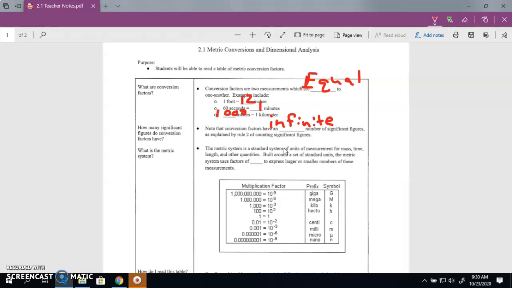Okay, we're going to shift gears here and we're going to think about the metric system. So the metric system is just a standard system of units of measurement for things like mass, time, length, and lots of other quantities. And it's built around a standard set of units. The metric system uses factors of 10 to express larger and smaller numbers for these measurements. So if we take a look down at this table, you can see that we've got 1 centered in the middle. And I'm going to refer to 1 as the base unit. It's a base unit of measurement.